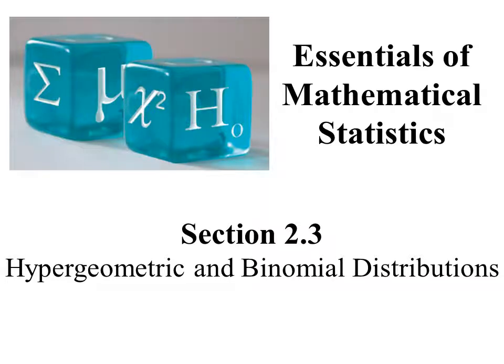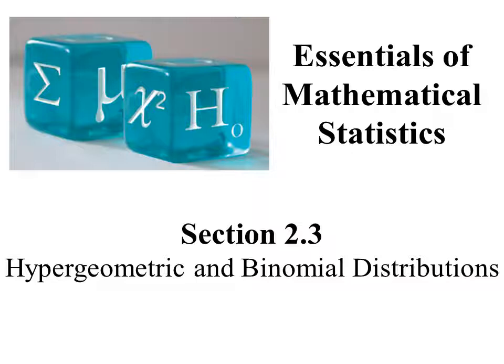Hello, this is the Section 2.3 lesson. In Section 2.2 we introduced the idea of random variables and distributions, and we introduced one specific type of distribution, the simplest of all, called the uniform distribution. In this section we're going to introduce two more specific distributions we call the hypergeometric and binomial distributions.